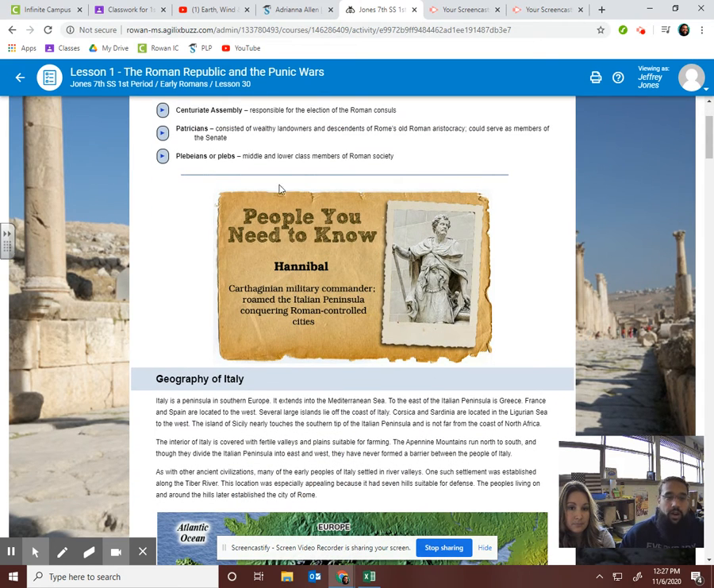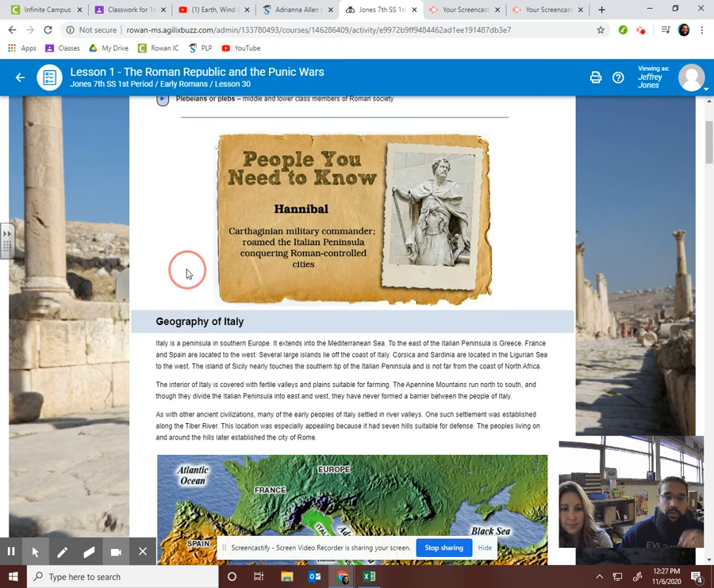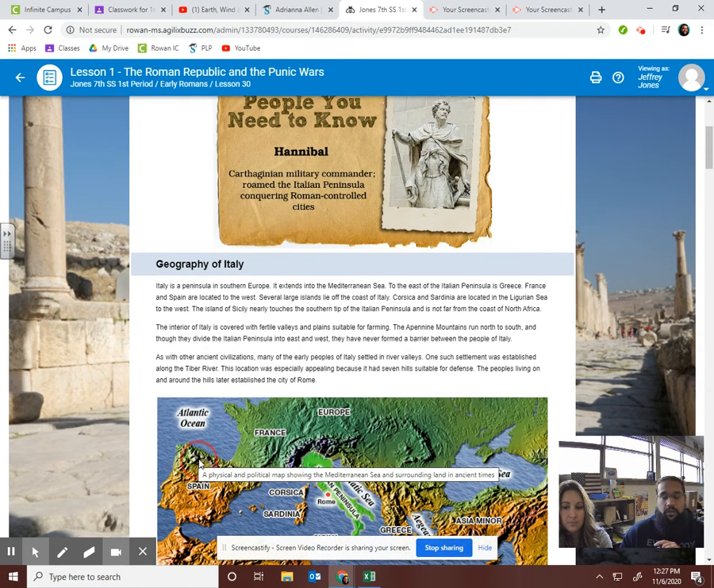Right here in the middle, the little piece of tan paper, people you need to know. Hannibal was a Carthaginian military commander. He roamed the Italian peninsula, conquering Roman-controlled cities. So that's a major person that we need to know. We're going to read this section by section, so just follow along the best you can.